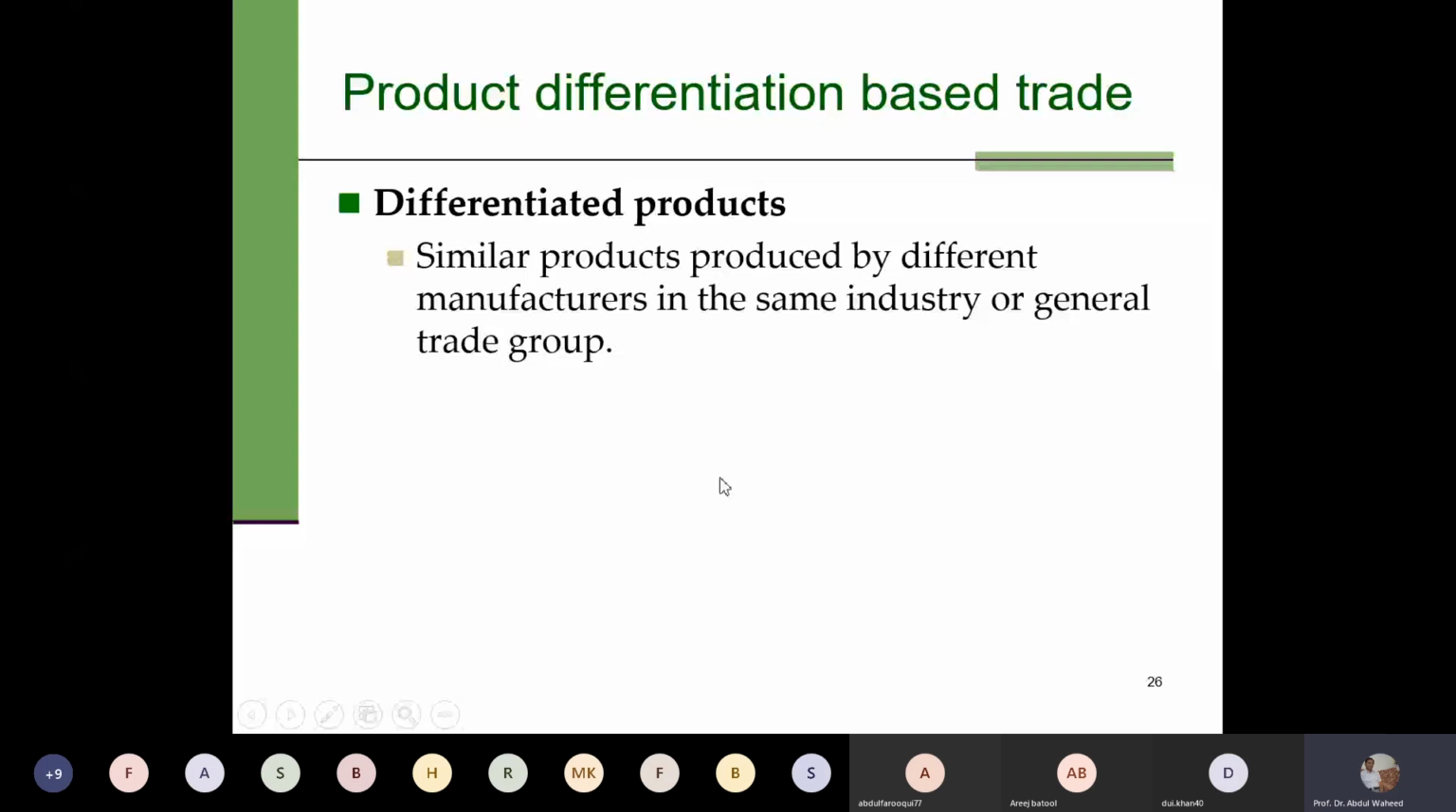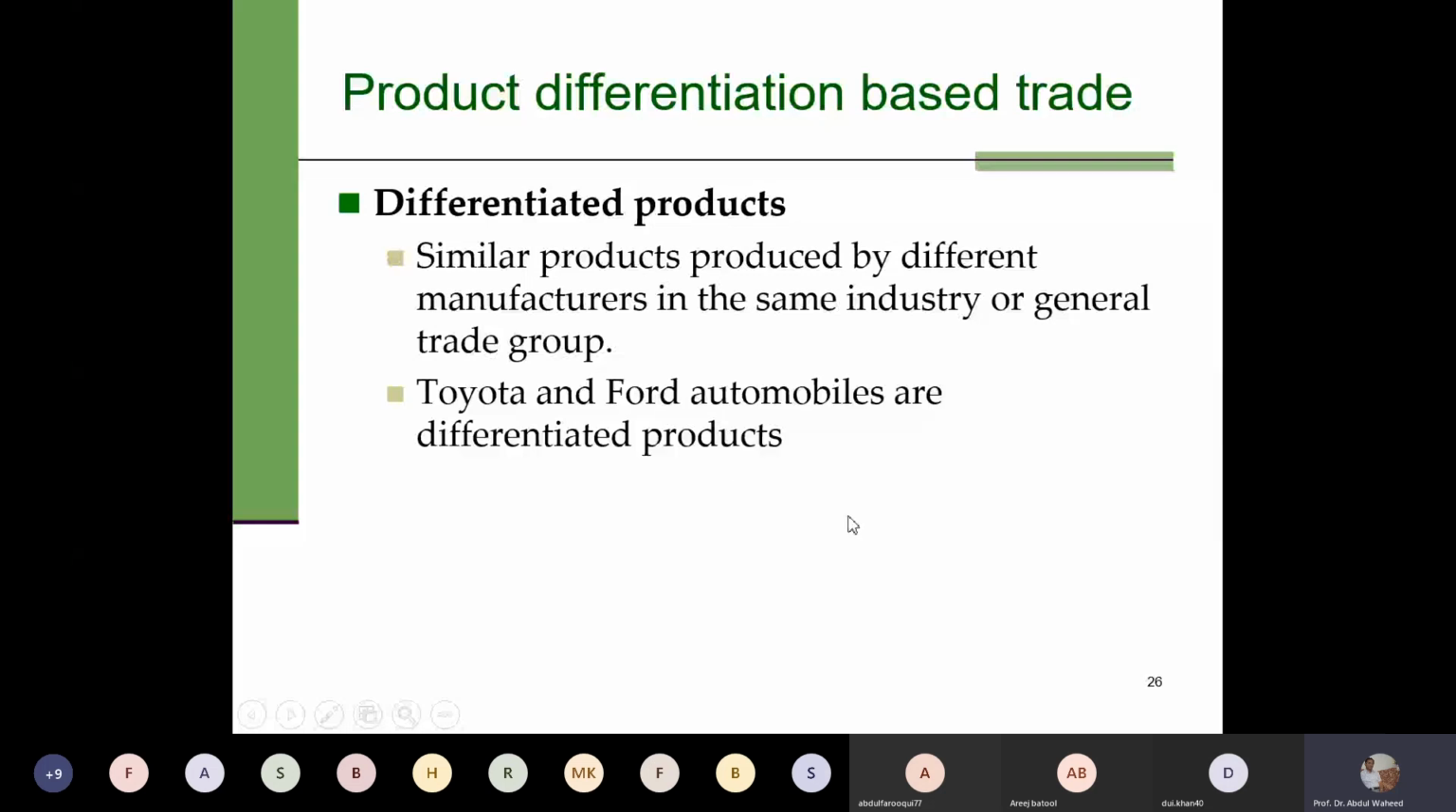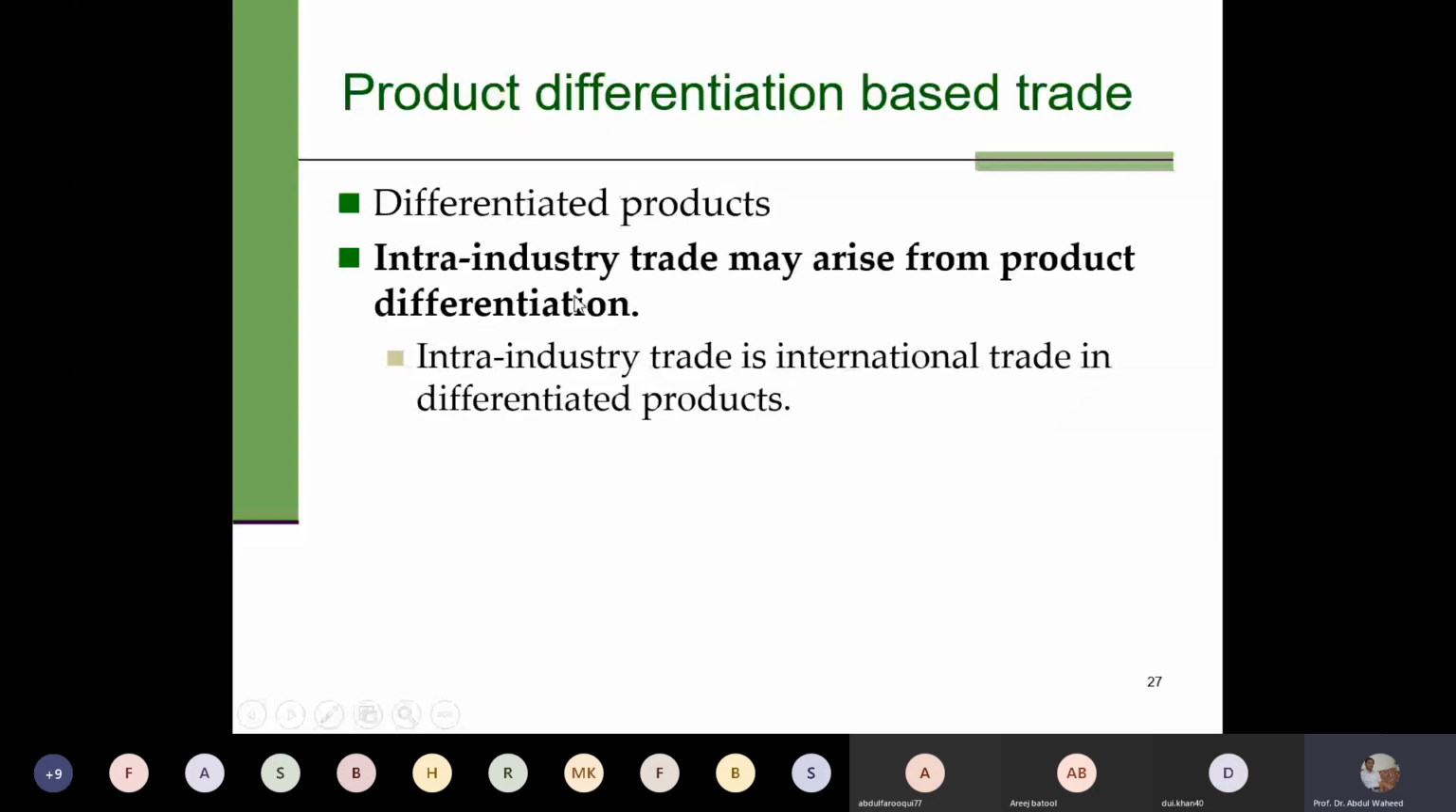When there is a trade of differentiated product, it is called intra-industry trade. When there is a trade of different product, that is called inter-industry trade. Okay, so here, because the products are differentiated, it is called intra-industry trade. So far we discussed the trade of different product, that was inter-industry trade. Now it is intra-industry trade, so the trade of differentiated product.